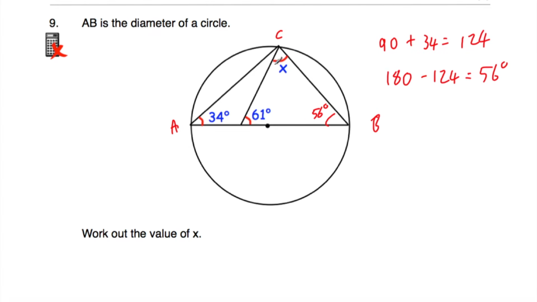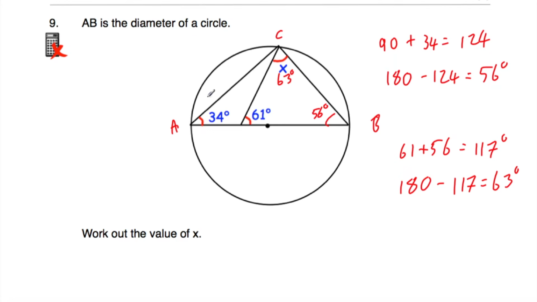And we want to find the size of this angle x. Now if we have a look here, we've got this smaller triangle and we've got two of the angles. So if we do 61 plus 56, that's equal to 117. And then if we do 180 take away 117, that'll give us the size of this angle, and that's going to be 63 degrees. So this angle at the top here is 63 degrees.